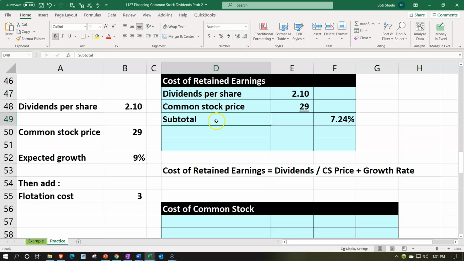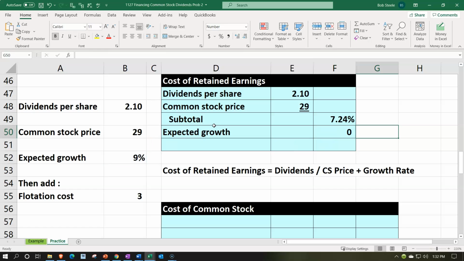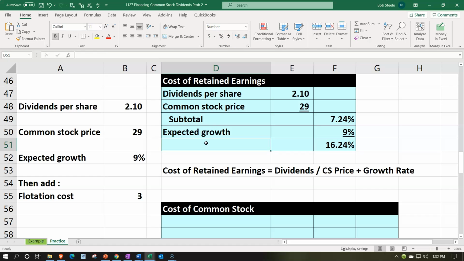Let's indent the subtotal, indenting that in the alignment group, and then adding to it the expected growth as well. And that's going to be the 9%. 9%, number group, percentify, font group, underline. If we add those two up, equals the sum. We think the cost then is going to be, if we make that into a percent, 16, and then a couple decimals, 16.24. That's going to be the cost of retained earnings.